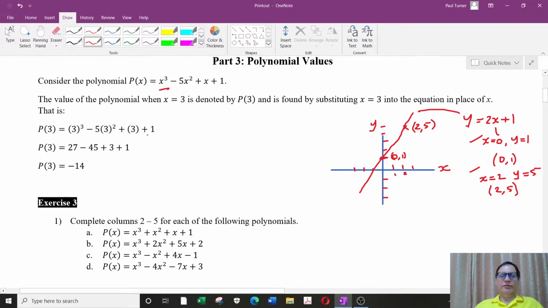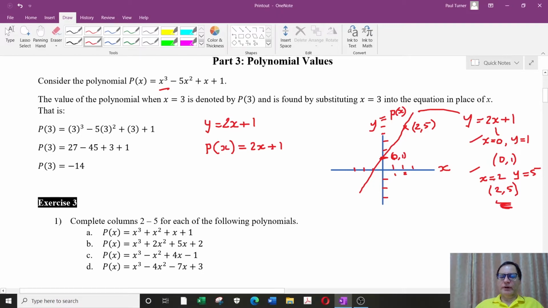So instead of writing y equals 2x plus 1, we could write it as a polynomial. We'll write p(x) equals 2x plus 1. It's the same thing, except in this case, y is equal to p(x). So we could just write p(x) here for the y-axis as well. Right? It's very convenient.